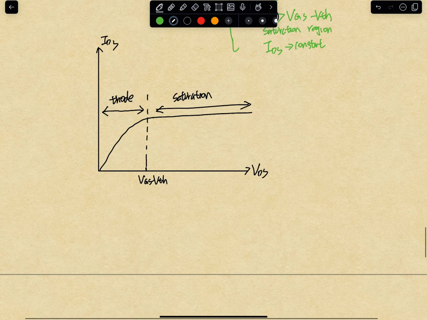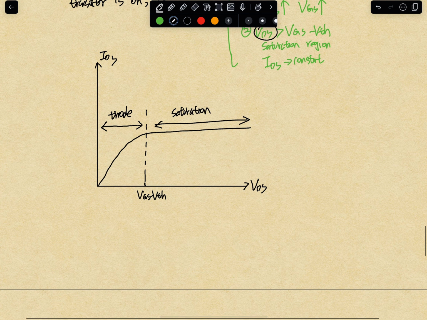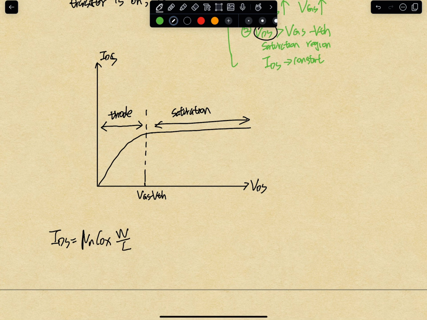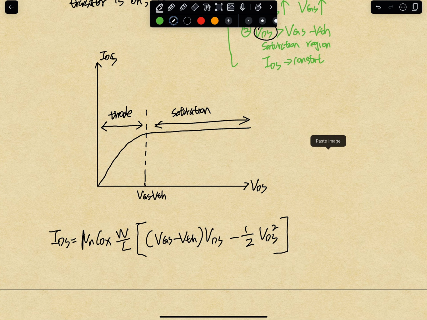In the triode region, there's an equation for the IDS, which is IDS equals mu n Cox W over L times VGS minus VTH times VDS minus 1/2 VDS squared. So that's the current equation.